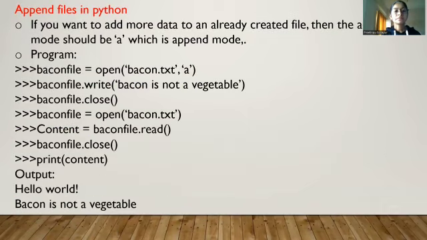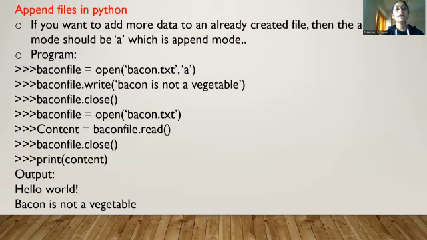Append file in Python. If you want to add more data to an already created file, then the mode should be append mode. First, we declare a background file variable in which we open a background.txt file in append mode. Next, we call the write function on the background file, passing bacon is not a vegetable as an argument.